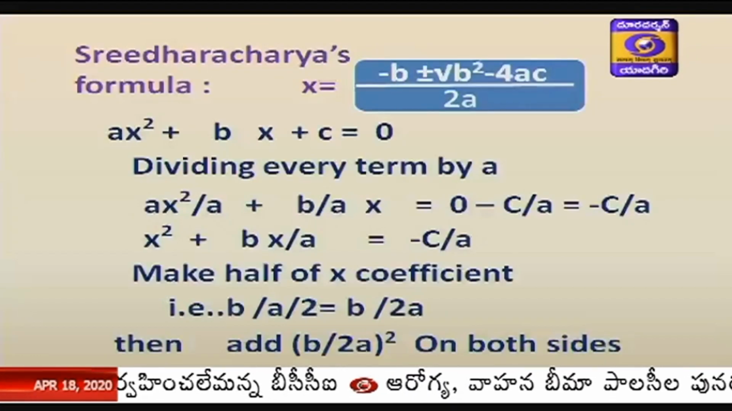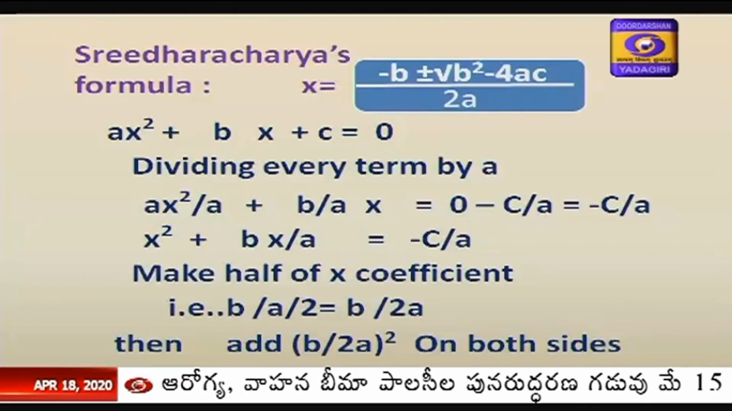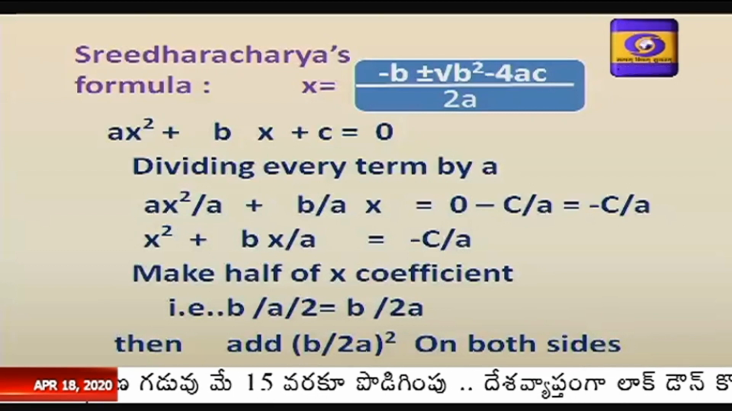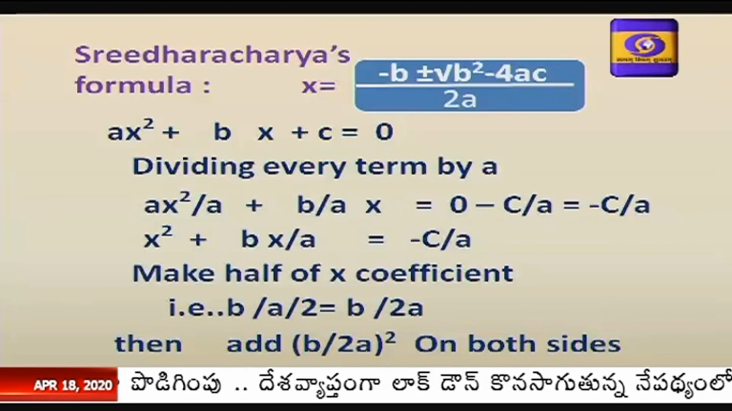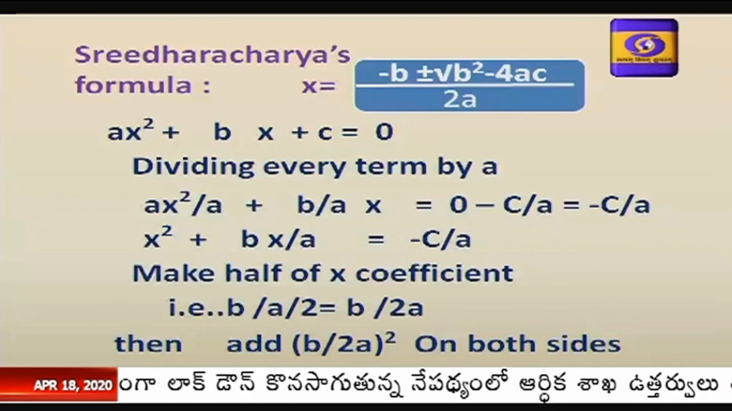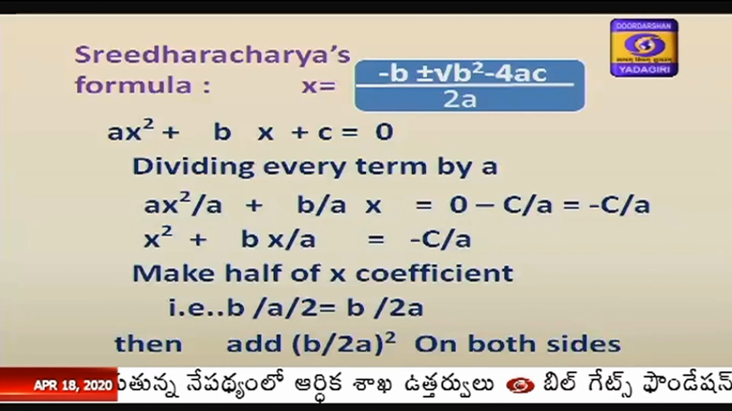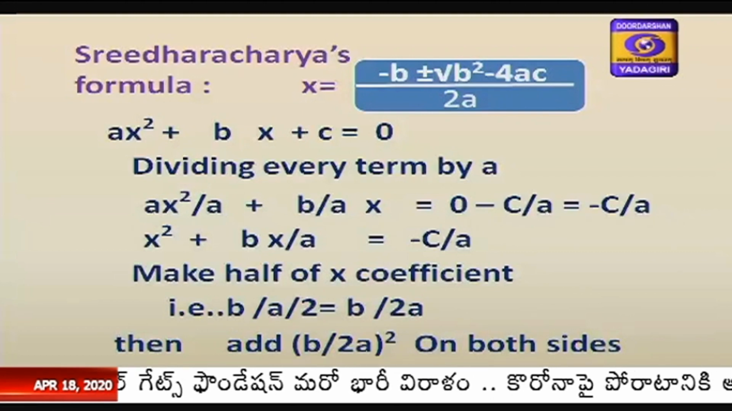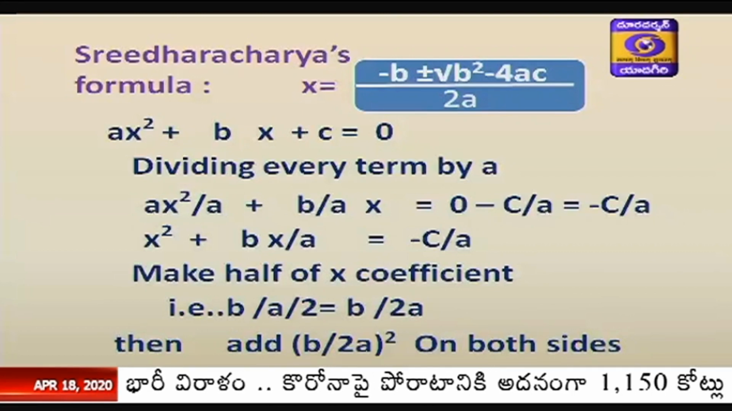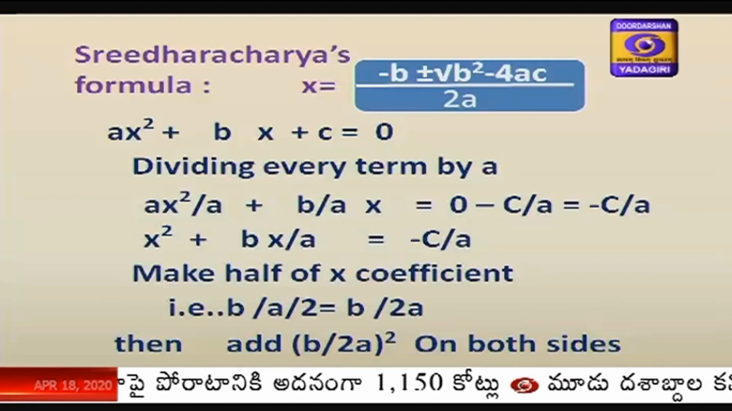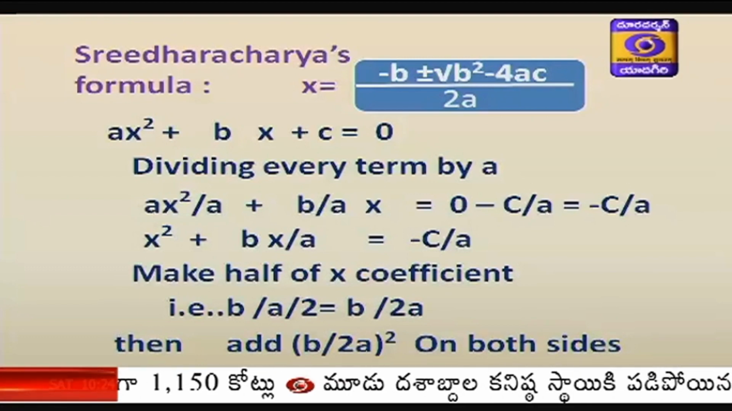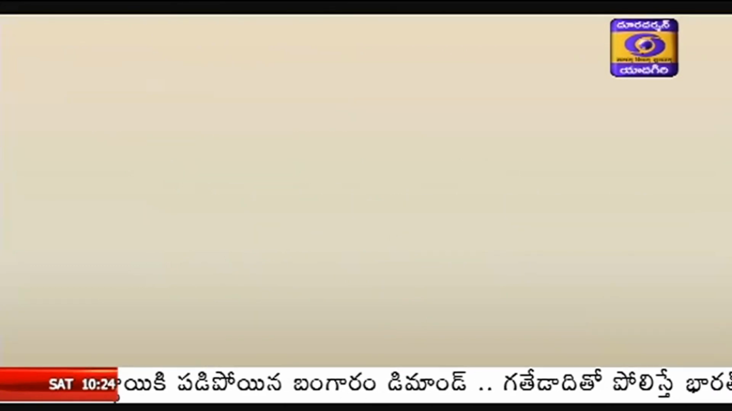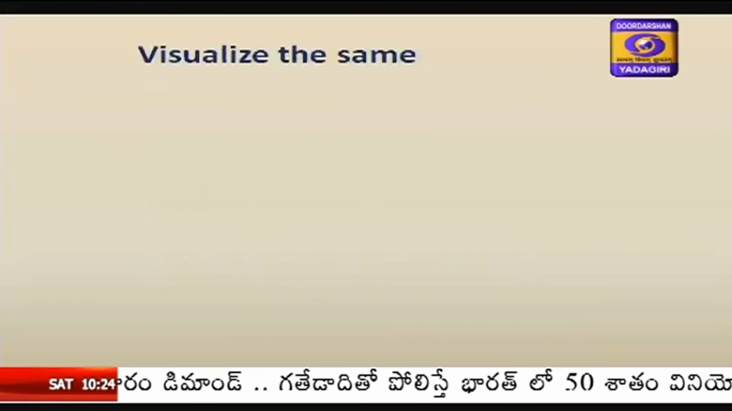Take ax² + bx + c = 0. Dividing every term by a, we have ax²/a + bx/a = 0 - c/a. Now it becomes x² + bx/a = -c/a. Take half of the x coefficient, b/a, which becomes b/2a, then add (b/2a)² on both sides. You can visualize the same using the picture.